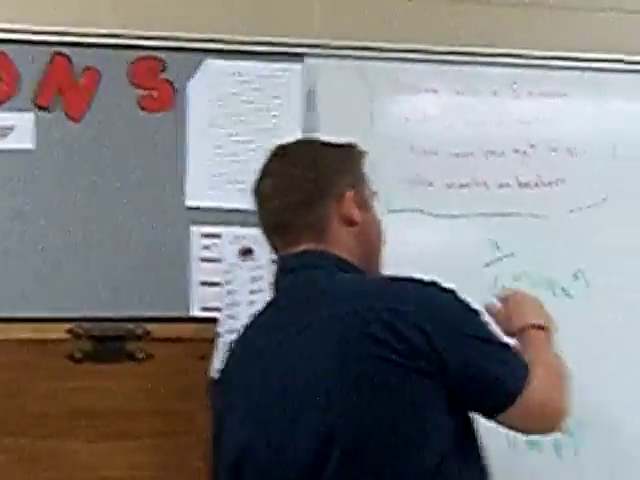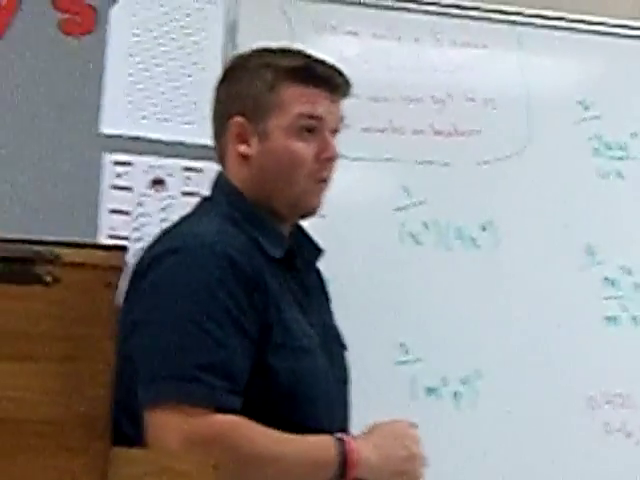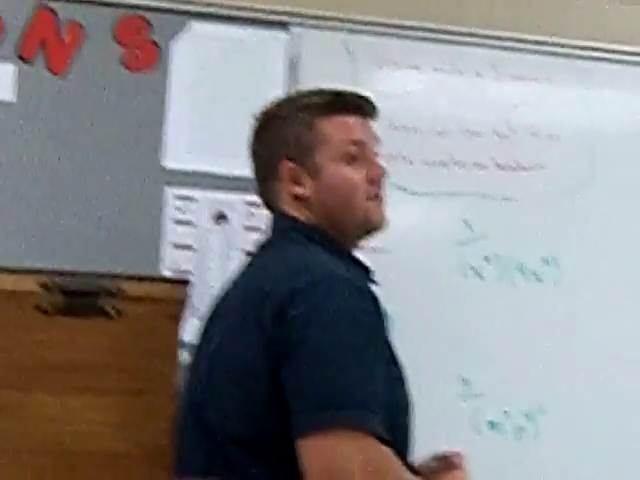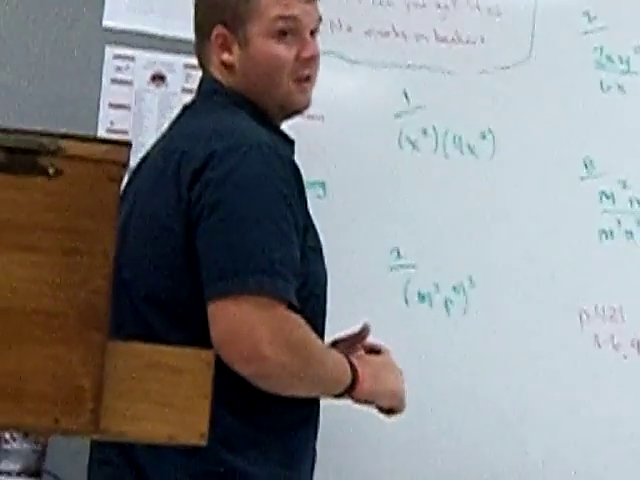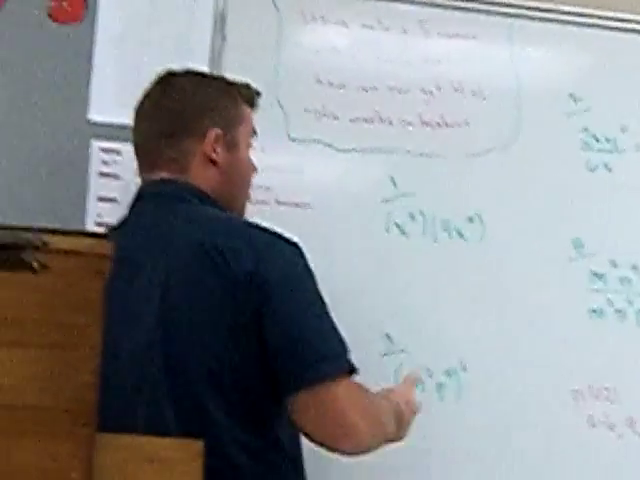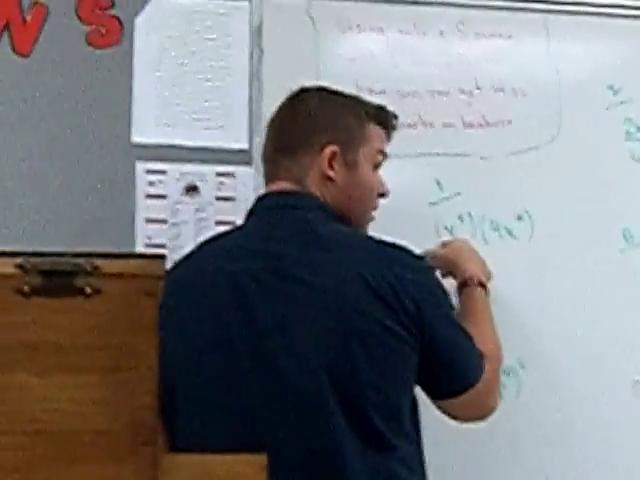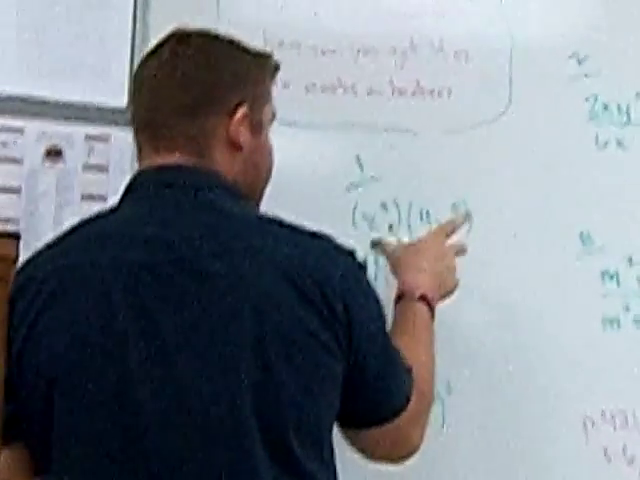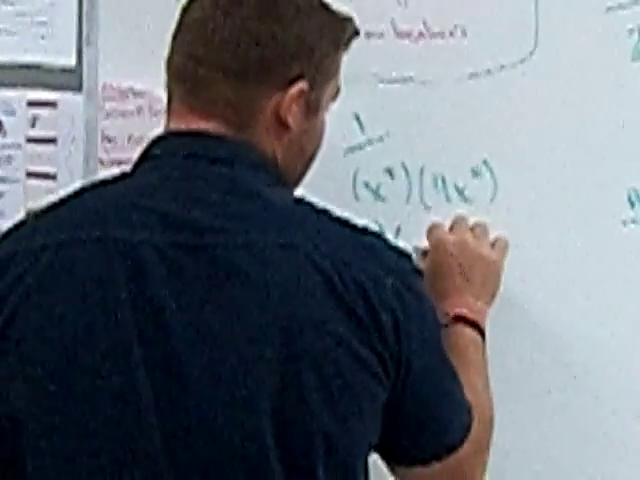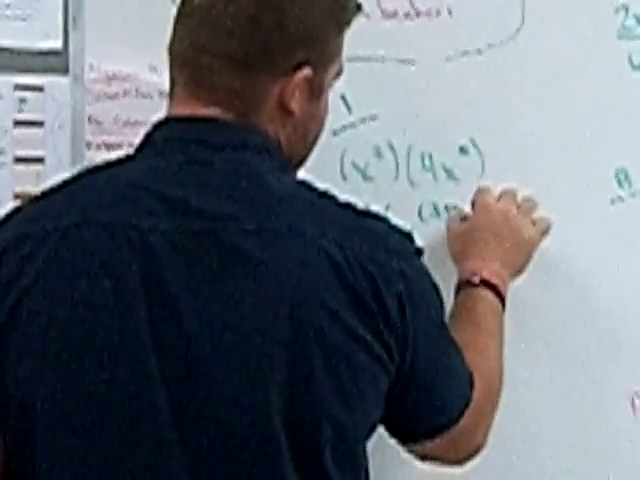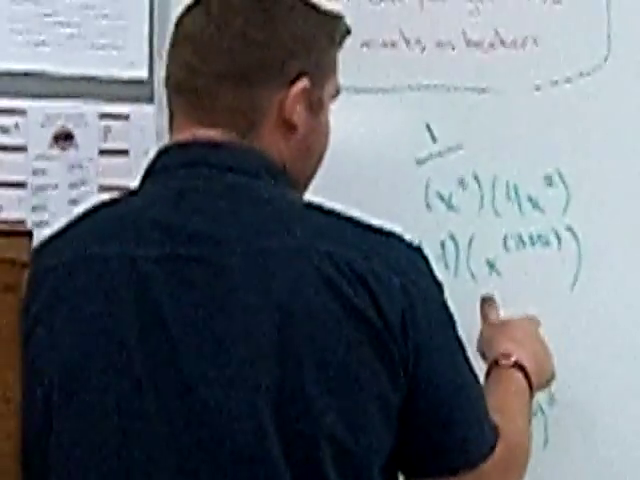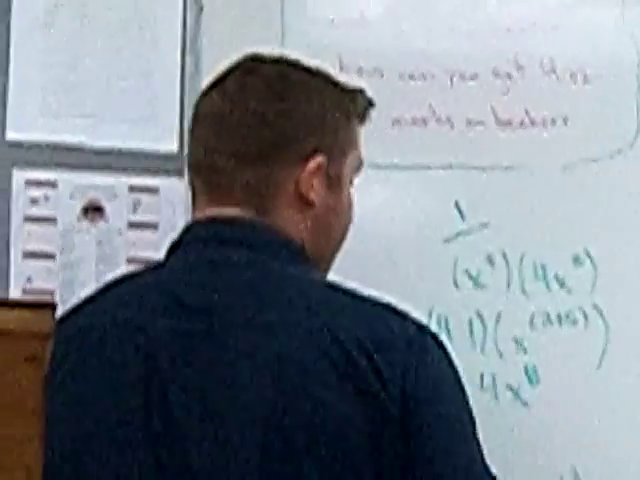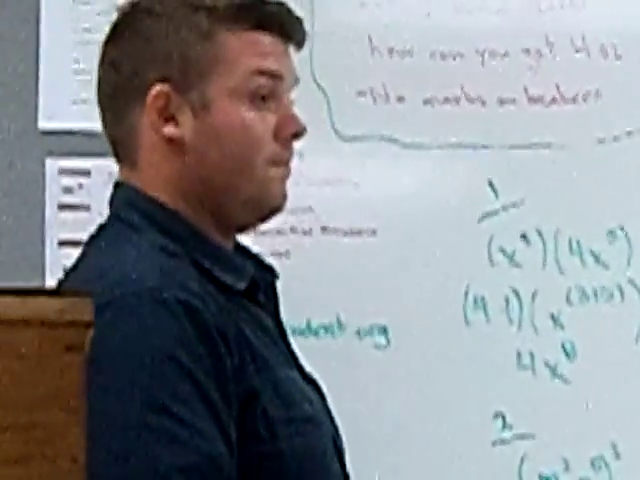Number 1, we've got x cubed times 4x to the 5th. Well, what are your coefficients? Your exponents are 3 and 5. Your coefficients are 4 and 1. Same base, add your exponents. 4 times 1 is 4. x stays x, and 3 plus 5 is 8. That is number 1.